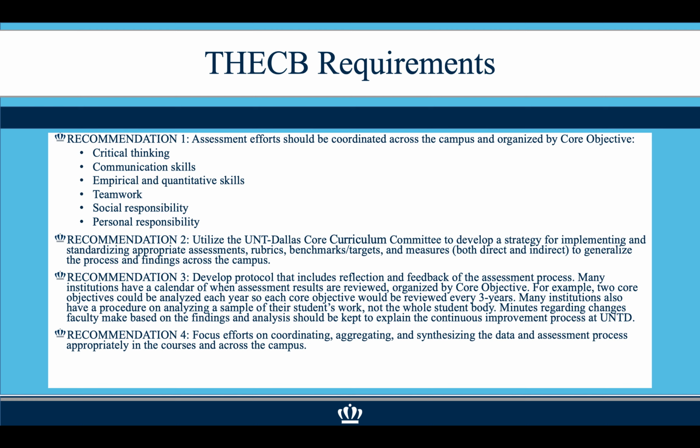Many institutions have a calendar of when assessment results are reviewed, organized by the core objective. So for example, 2 core objectives could be analyzed each year, so each core objective would be reviewed every 3 years or so. Many institutions also have a procedure for analyzing a sample of their students' work, not the whole student body. And then minutes regarding changes faculty make based on the findings and analysis are kept to explain the continuous improvement process. And then the fourth requirement is that we focus efforts on coordinating, aggregating, and synthesizing data in the assessment process appropriately in the courses and across the campus.